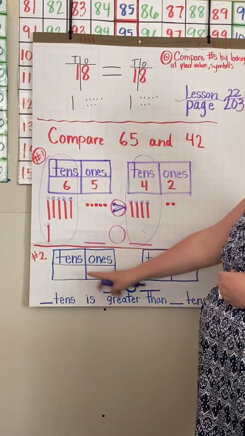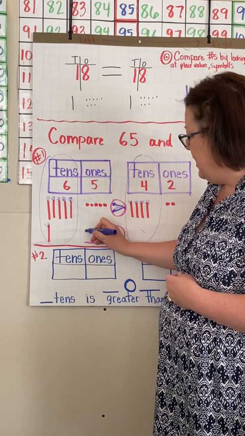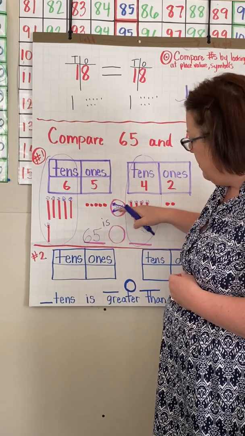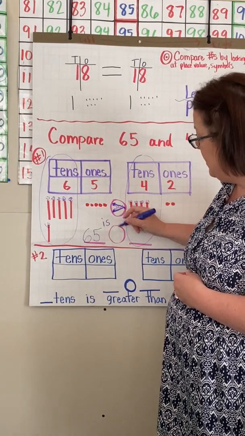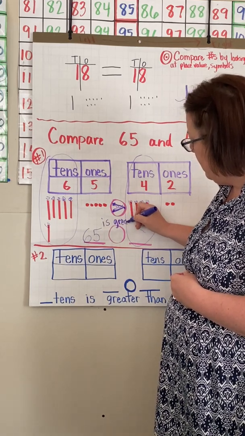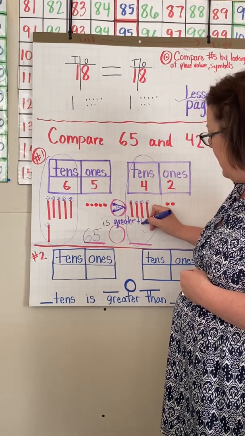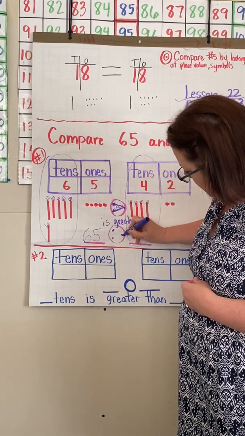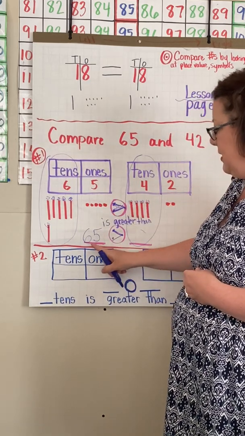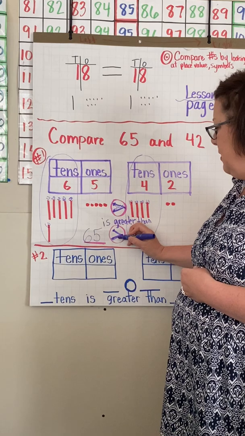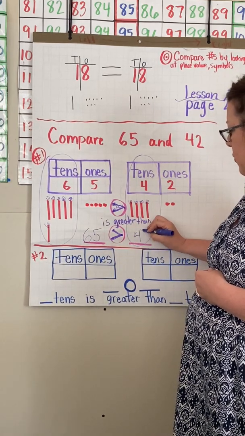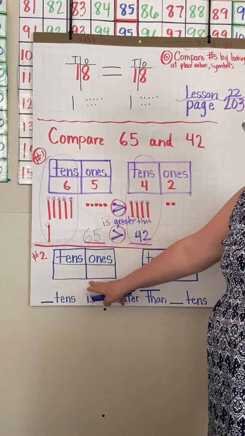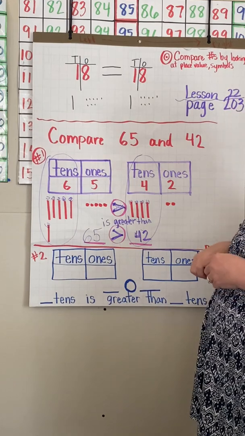that greater number. So we have 65 is, because it's got 2 dots on this side, greater than, so it's got 2 dots on this side and fewer on this side. Connected, it is 65 is greater than 42.